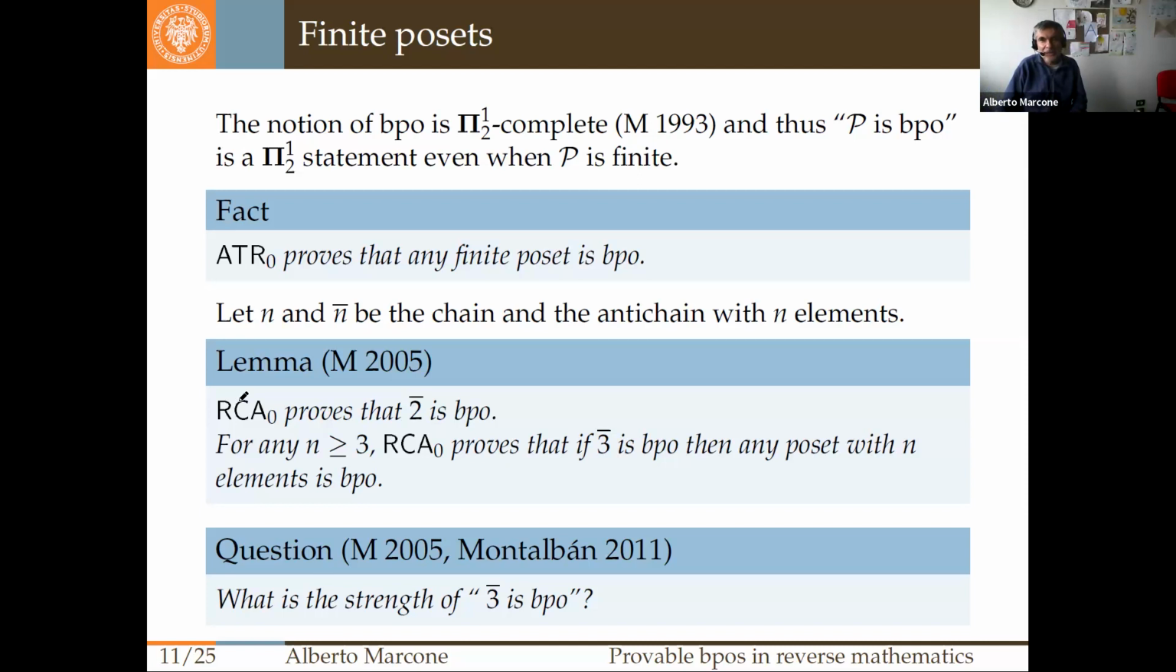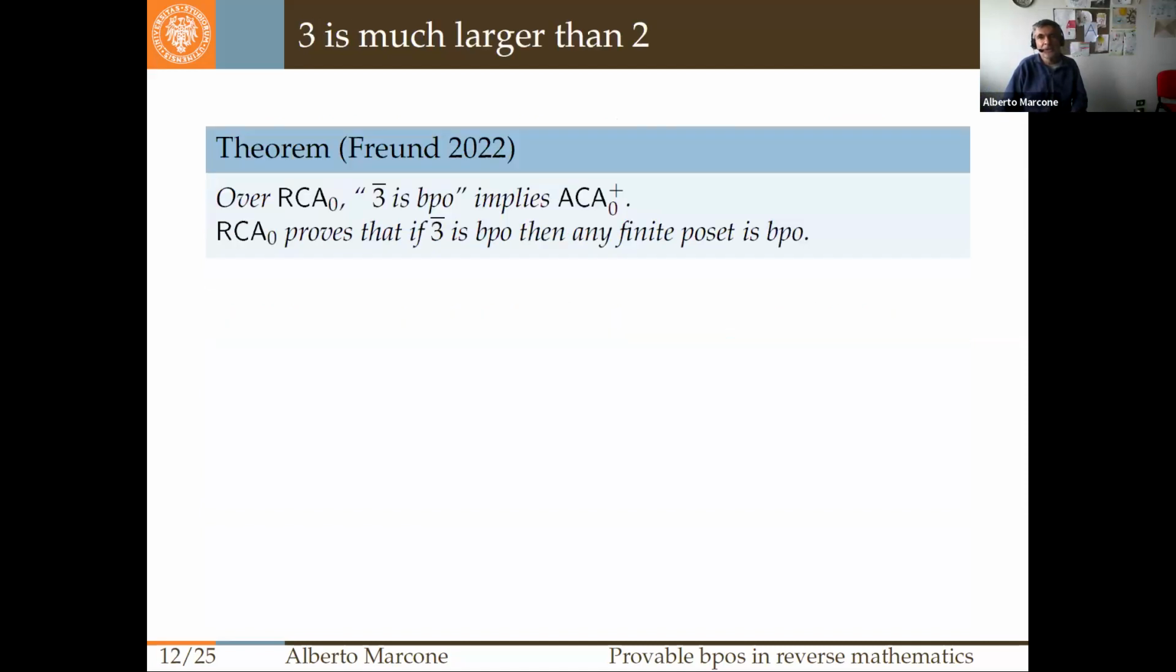And eventually we got some progress. Last year, Anton Freund was able to prove that over RCA naught, 3 bar is BPO implies ACA naught, but even ACA naught plus, which is a stronger theorem, still much weaker than ATR naught, but stronger than ACA plus.